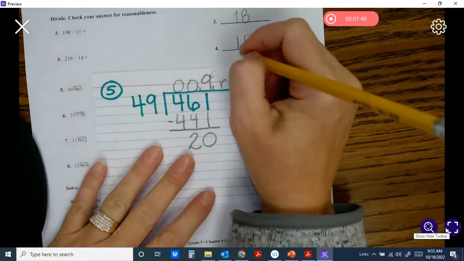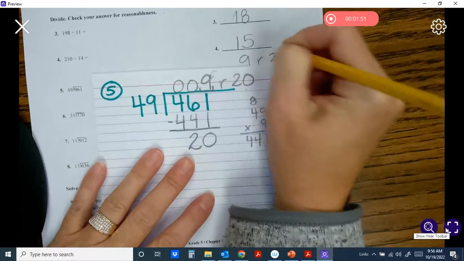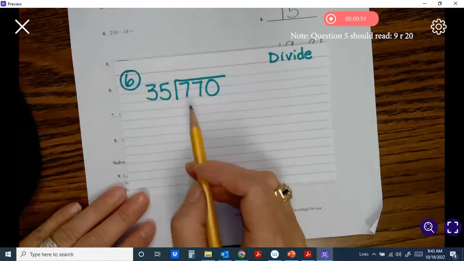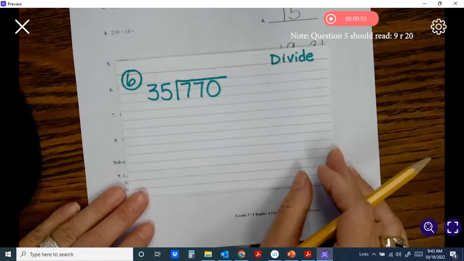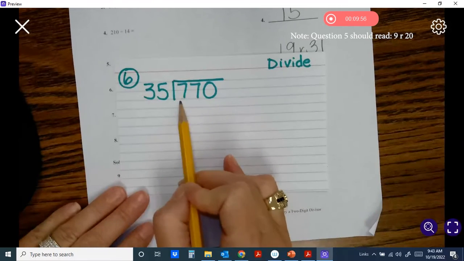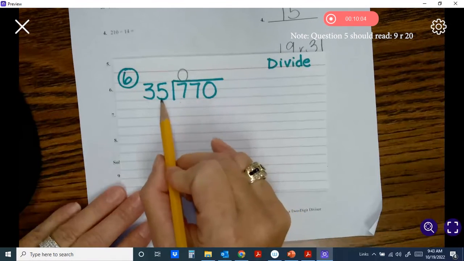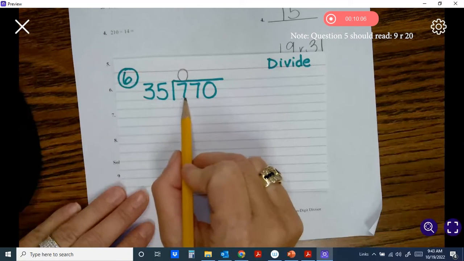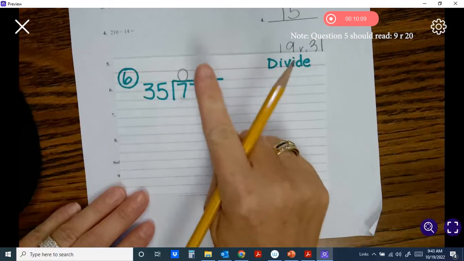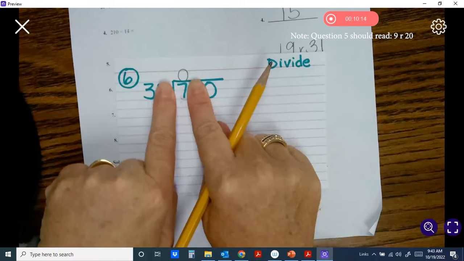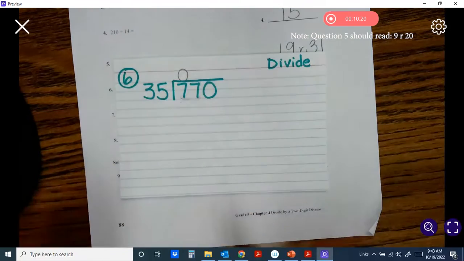So I'm going to write 9 remainder 20. Next, we have 770 divided by 35. 35 is not able to divide 7. Okay, and now I need to know how many times 35 can go into 77. I cover up the last 2 digits. How many times can 3 go into 7? Well, it can go into 7 twice. So I'm going to use that as a starting point.